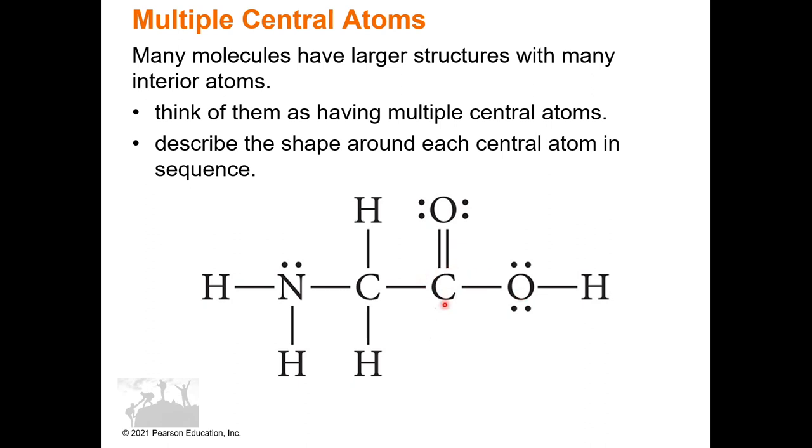Now look at this carbon here. What is the molecular geometry for this carbon? This is trigonal planar because we have three electron groups. They're all bonds. There are no lone pairs. So this carbon right here that's doubly bonded to the oxygen is trigonal planar.